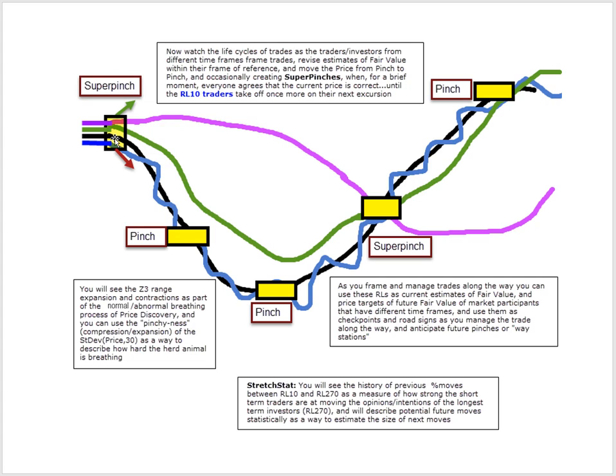My personal preference is always to start with these super pinches where the RLs are all tightly collapsed and compressed, because I think that's the one that offers the most potential for expansion when those moves occur and without a directional bias. So that's sort of my favorite. But your mileage may vary, and when we get into the flashcards, you'll be able to find your own natural level.